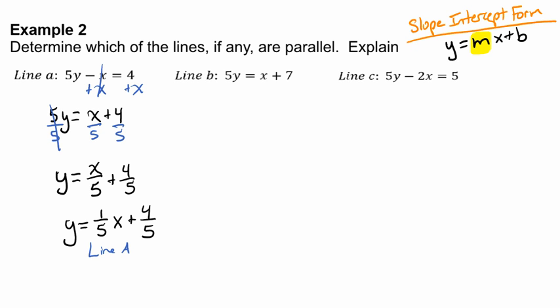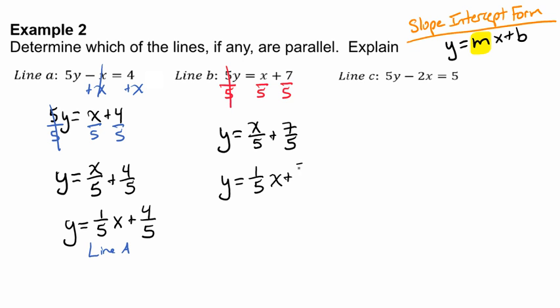Now let's do that to line B. For line B, it looks like all we need to do is to divide everything by 5. And so we have y equals x over 5 plus 7 over 5. And we know we can rewrite this as y equals 1 over 5 times x plus 7 over 5. So there's line B.